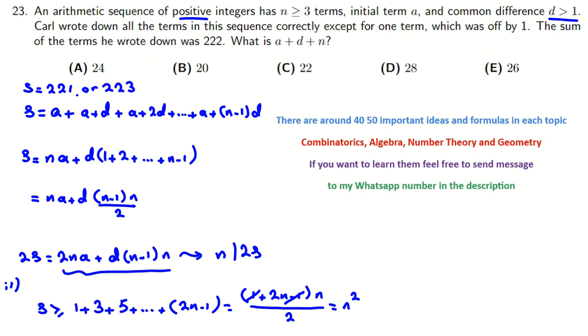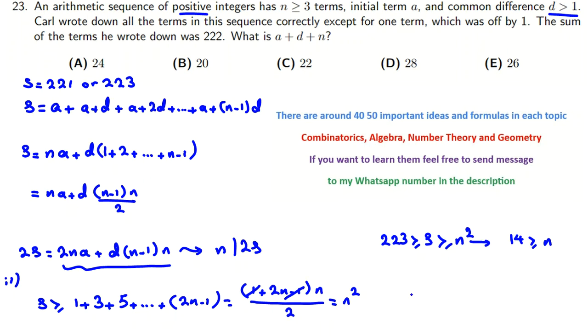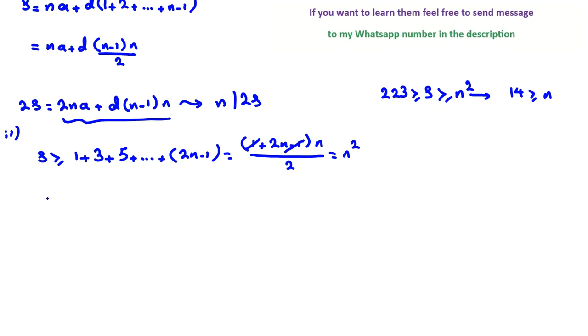So we can say 221, 223. We know S is at most 223, which is greater than or equal to n squared. So n is at most what? 14 squared is 196, 15 squared is 225. So n is at most 14, and from the assumption of the problem, n is at least 3. N is at most 14, and also n divides 2S, okay?